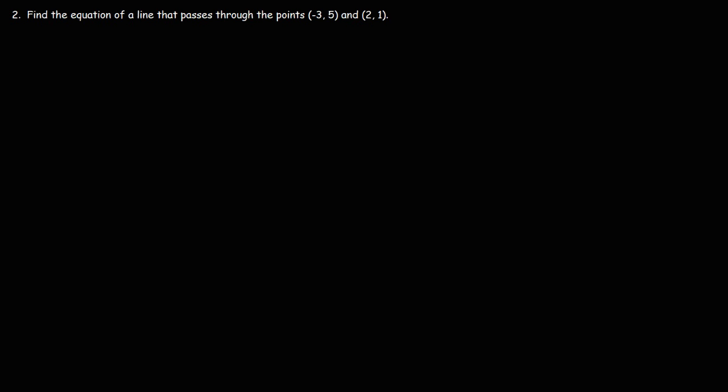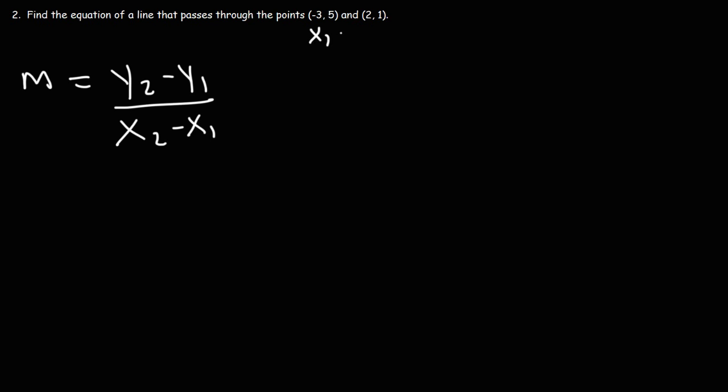Now, for the sake of practice, let's try this example. Go ahead and find the equation of the line that passes through the points negative 3, 5 and 2, 1. Feel free to pause the video if you want to try it. So let's begin. We're going to follow the same process.